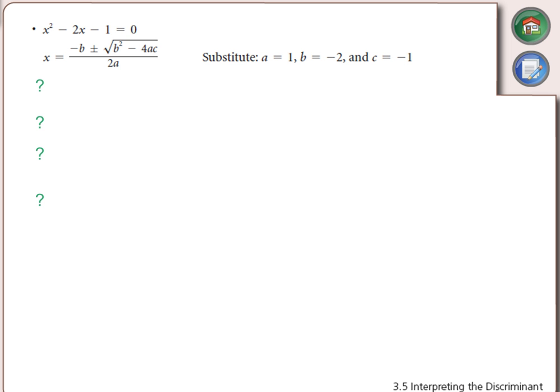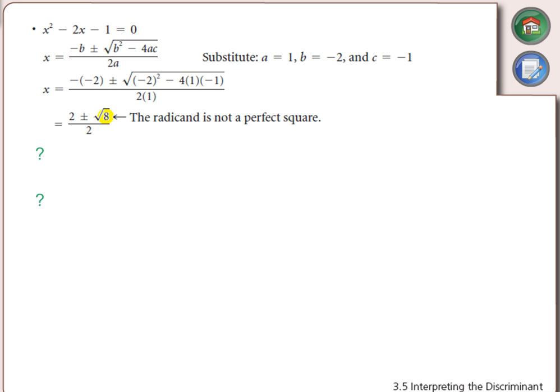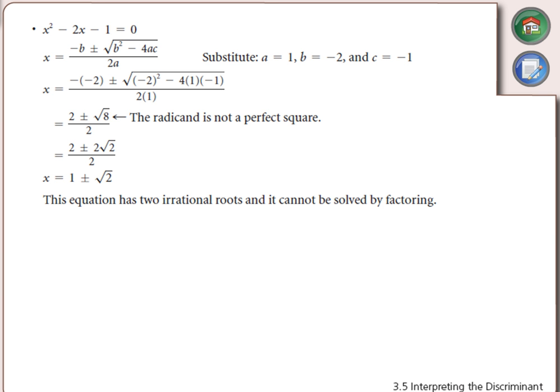Same equation, but changing the c value again into -1. Let's work this one through, see what happens. Notice here that we get a radicand that's not a perfect square, that 8. When we work it through, we still have the square root at the end. This one still has two real roots, but these are irrational roots. And it cannot be solved by factoring in this case. We would have to be using the quadratic formula to solve it, or the completing of the square.